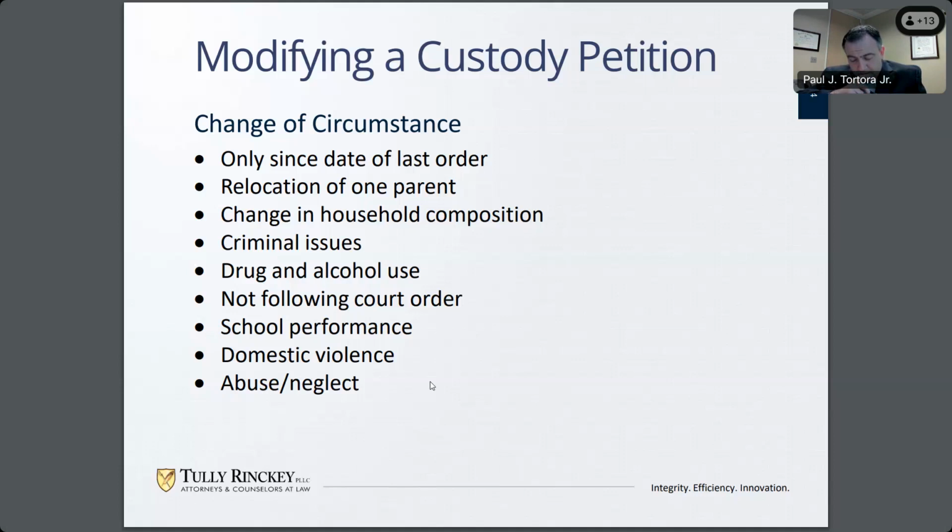I'd also mention mental health issues, I guess, is one other thing I'd want to discuss. Has there been any new mental health issues? Is somebody not following the medical instructions? If they stop taking some sort of medication, has there been a breakdown? Has there been a hospitalization? Those type of things could constitute a change of circumstances.